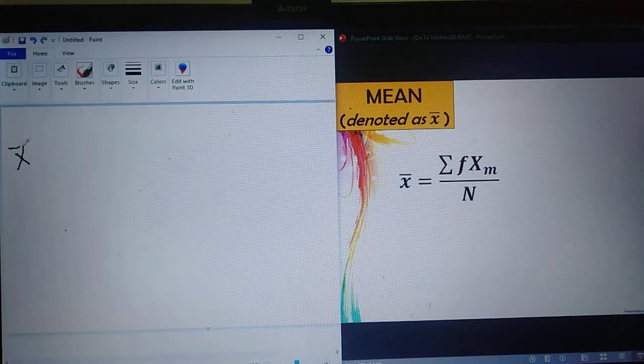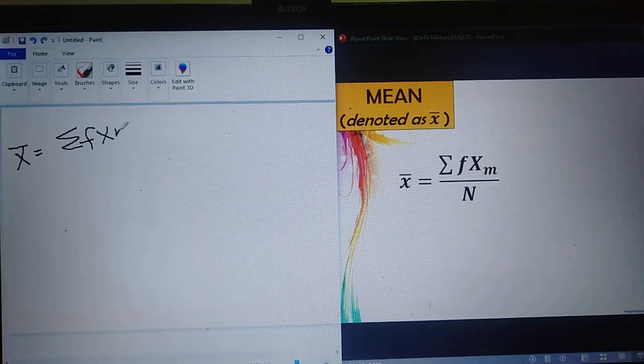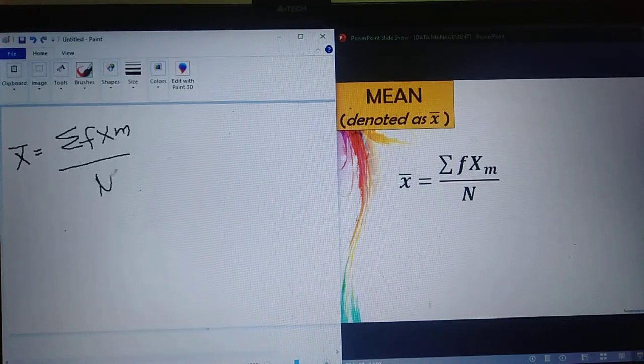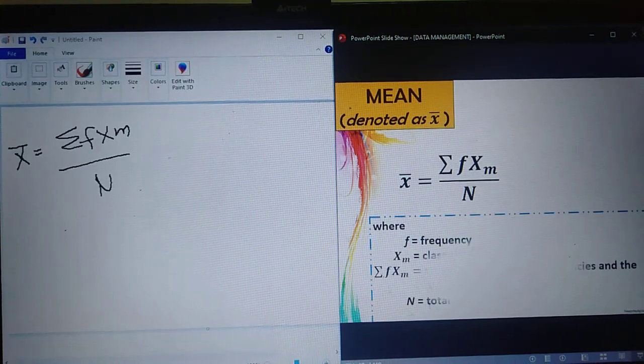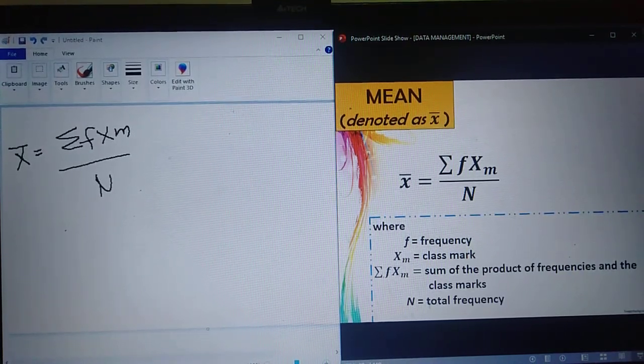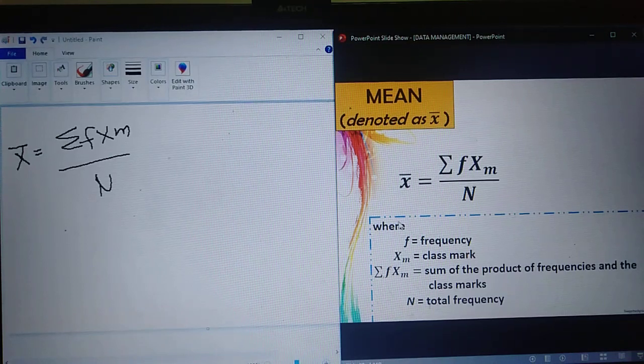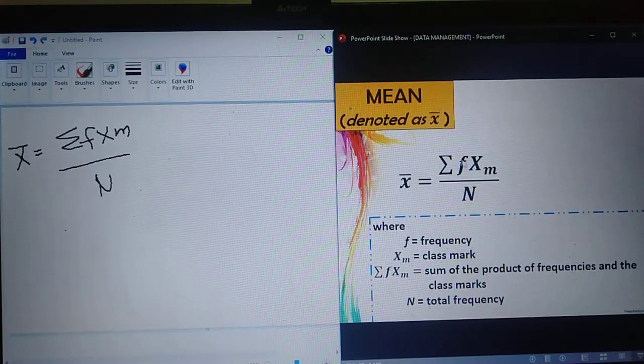So, we have summation of fxm all over n. Wherein, ito yung mga legend niya. Ang f is the frequency, xm is the class mark, and then the fxm ay summation of fxm is the sum. Basta may ganitong Greek symbol na to or Greek letter na to, sum po ang tawag dito. Okay? And then n is the total number of frequency.